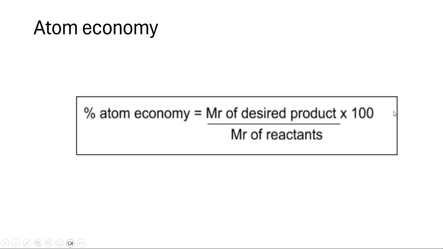Atom economy works in the same way. You do the Mr of the desired product. You're going to make maybe two products here, and if you make two products, one is desired, one's undesired, yeah. So you take how much is in the desired product, and you divide it by the total amount of reactants that you had. That tells you the ratio of how much useful thing you made compared to how much of the building blocks there was, which tells you how much of the building blocks was wasted. Does that make sense? So this is even easier. You just find the Mr of the desired product, divided by the Mr of all the reactants, and that's it, times by 100.